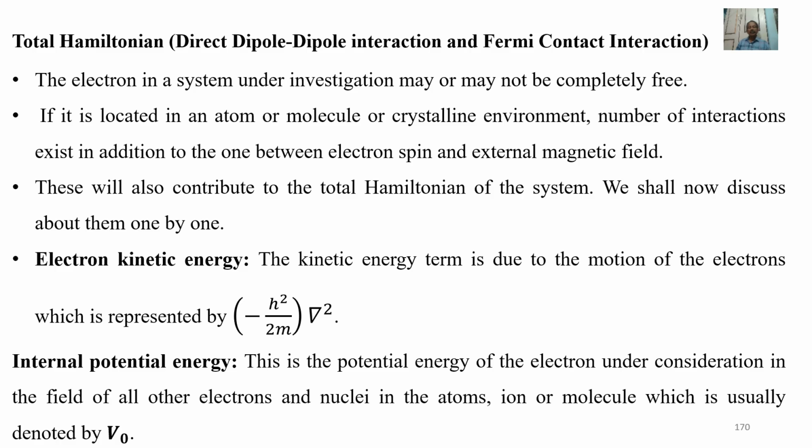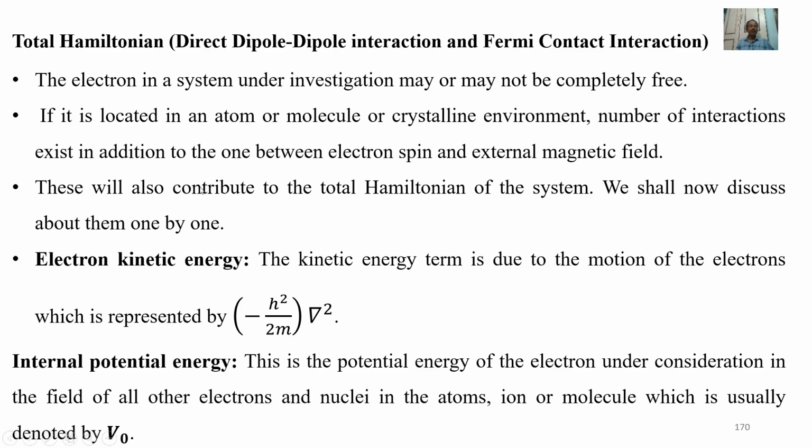Now we shall discuss the total Hamiltonian, the direct dipole-dipole interaction and the Fermi contact interaction. The electron in a system under investigation may or may not be completely free. If it is located in an atom, a molecule or a crystalline environment, a number of interactions exist in addition to the one between electron spin and the external magnetic field. These will also contribute to the total Hamiltonian of the system. We shall now discuss them one by one.